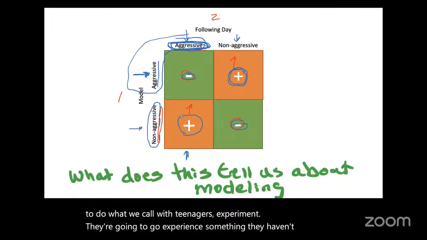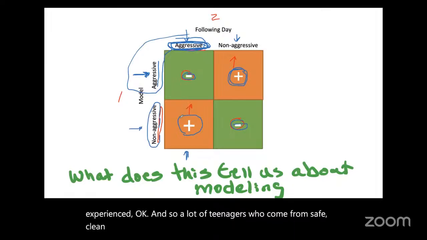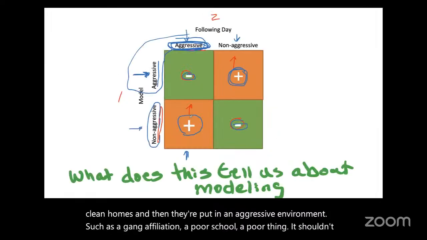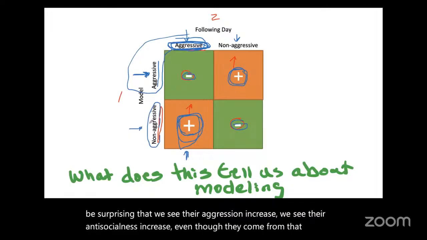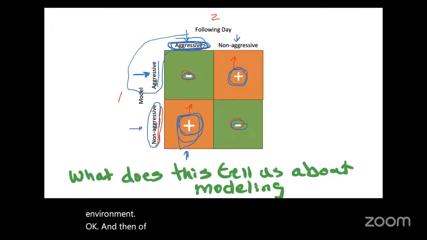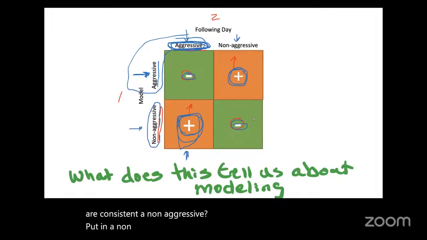Okay. And so a lot of teenagers who come from safe, clean homes and then are put in an aggressive environment, such as gang affiliation or a poor school, it shouldn't be surprising that we see their aggression increase. We see their antisocialness increase, even though they come from that safe environment. Okay. And then, of course, it shouldn't be surprising if environments are consistent. A non-aggressive put in a non-aggressive will create non-aggression.